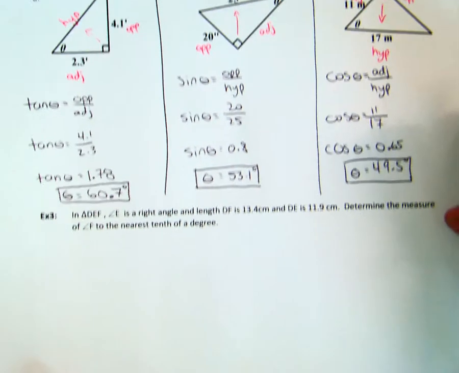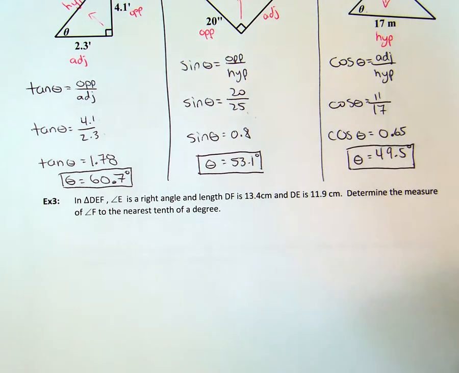For the next one, example number 3, and pause it where you need to, rewind it where you need to. So this one's a little more abstract, meaning it doesn't give us a picture. It's harder to see what to do. So in triangle DEF, angle E is a right angle, and length DF is 13.4, and DE is 11.9. Determine the measure of angle F to the nearest tenth of a degree. So what we need to do is for something like this, draw a picture.